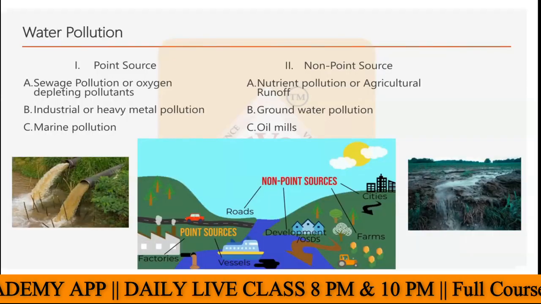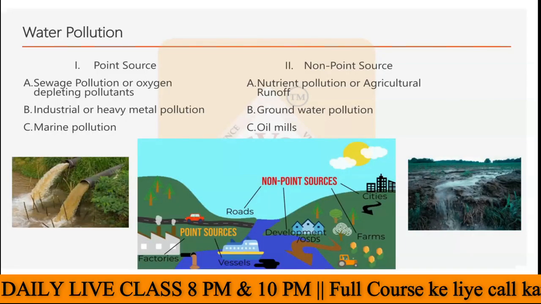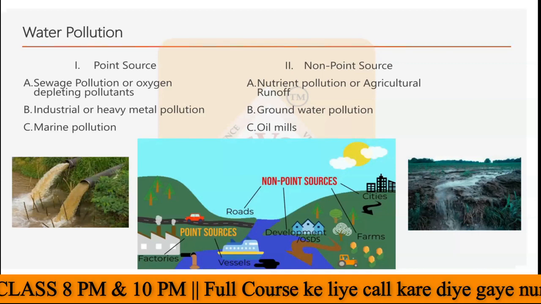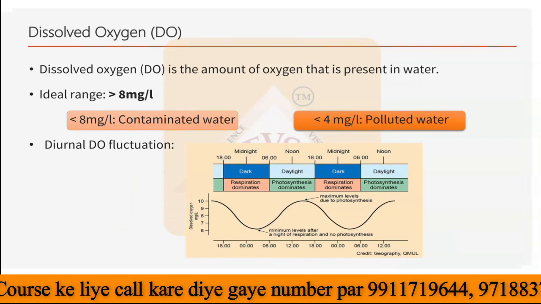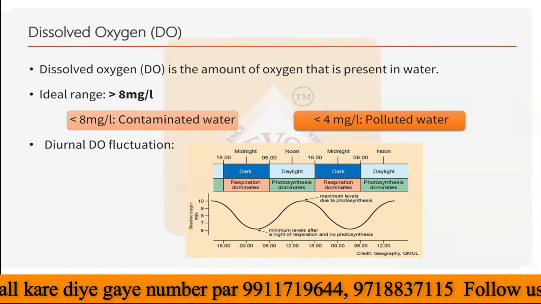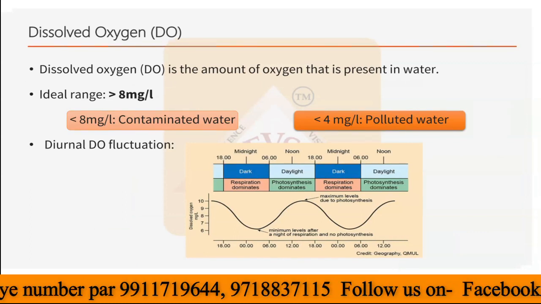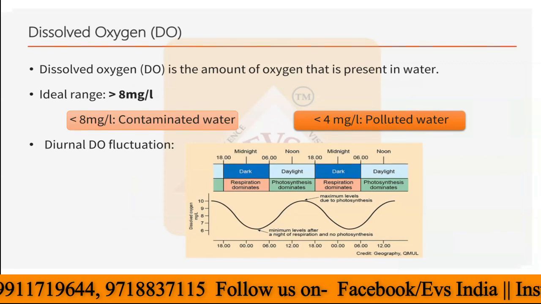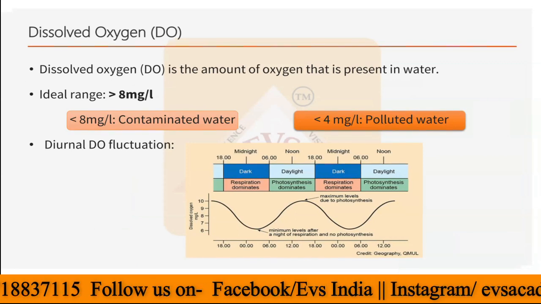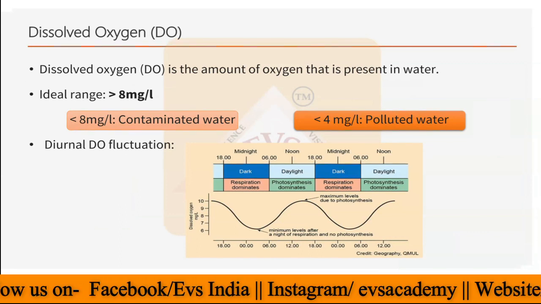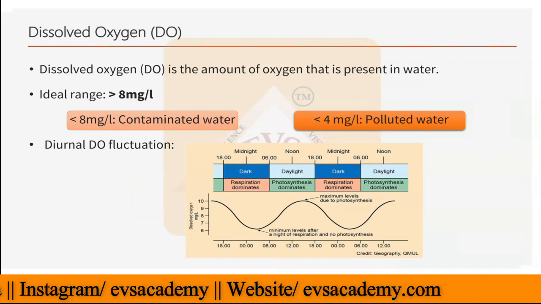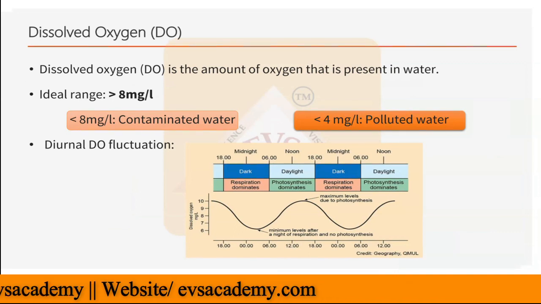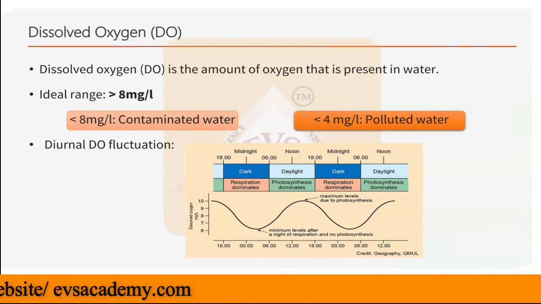So what is the DO? DO is dissolved oxygen. The meaning of the word itself tells you the amount of oxygen which is currently dissolved in the water or present in the water. The ideal range of dissolved oxygen in water is 8 milligrams of oxygen at least in 1 liter of water. If it is less than 8 milligrams per liter, then water can be called contaminated water. And if it goes down to 4 milligrams per liter, that water is totally polluted water, nothing is left.